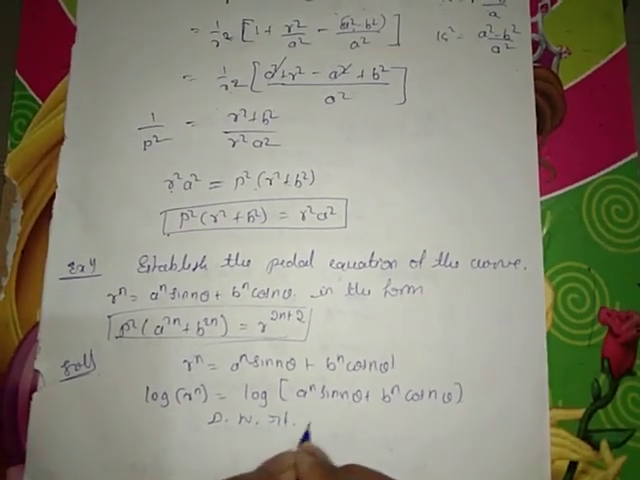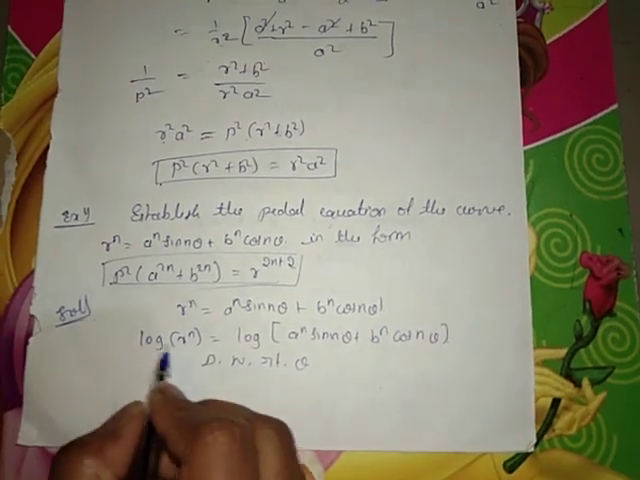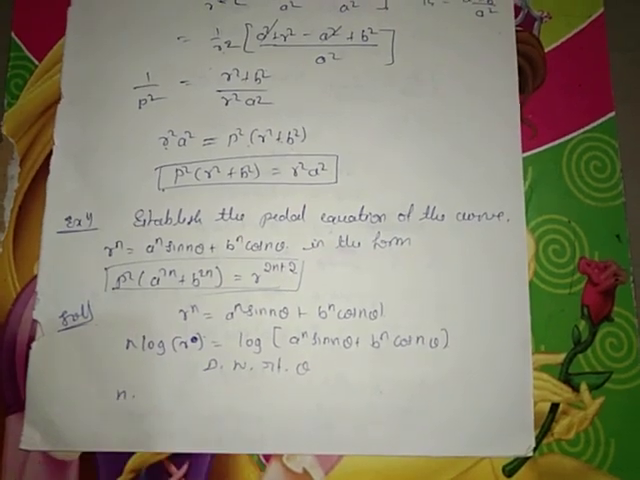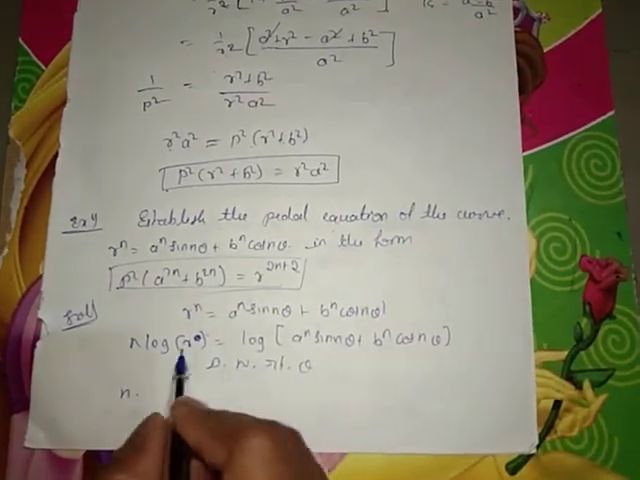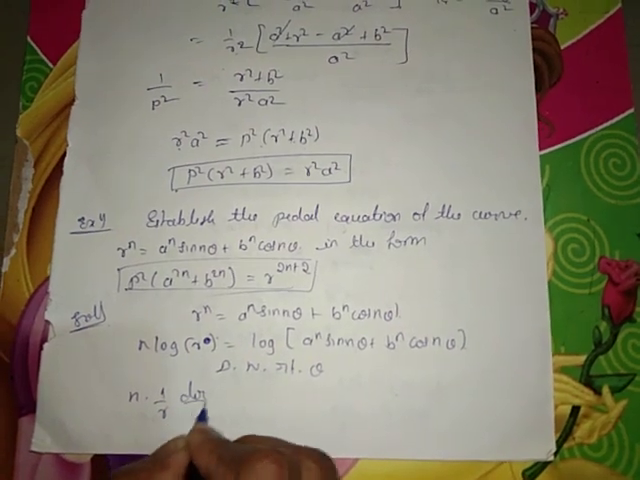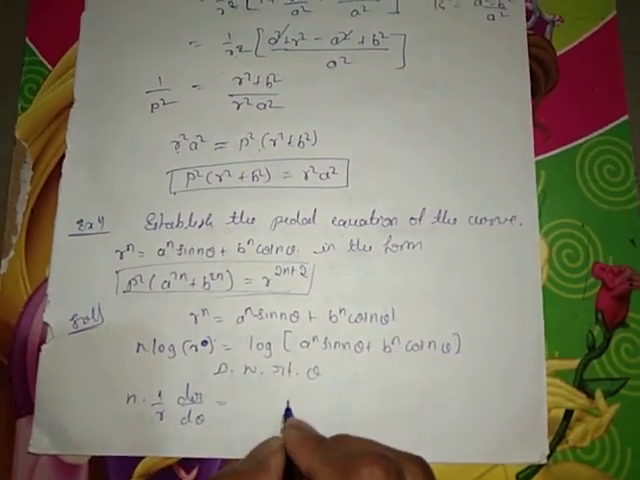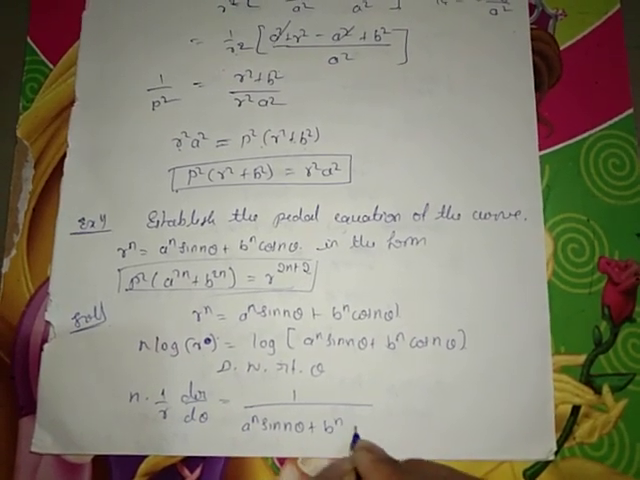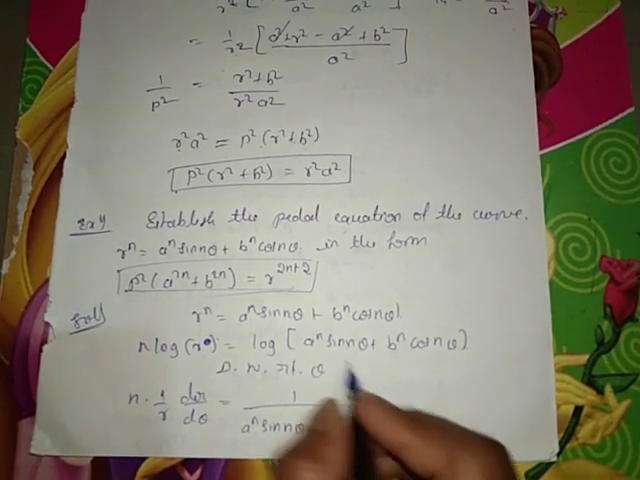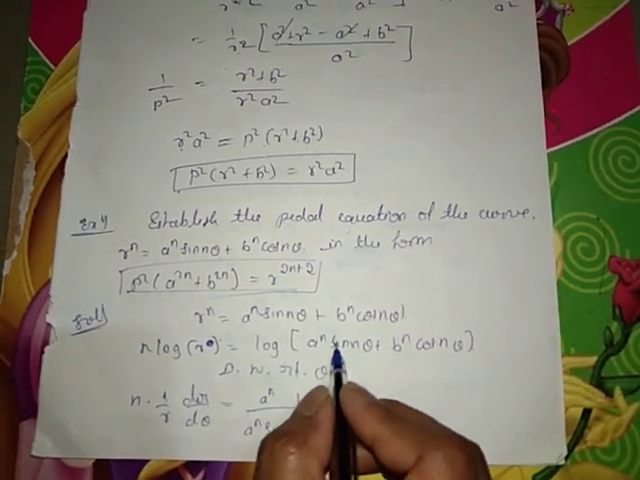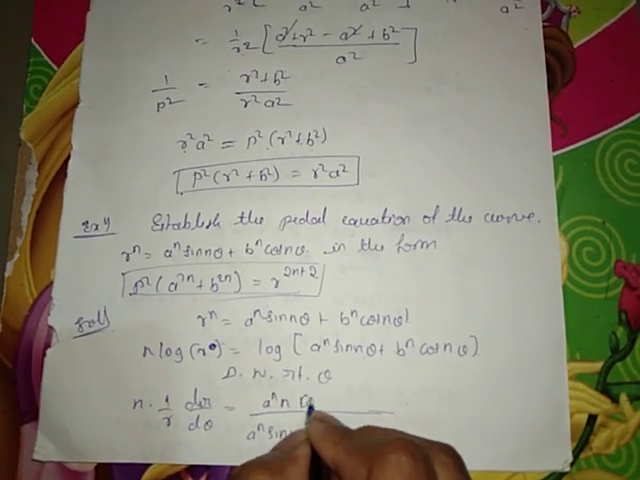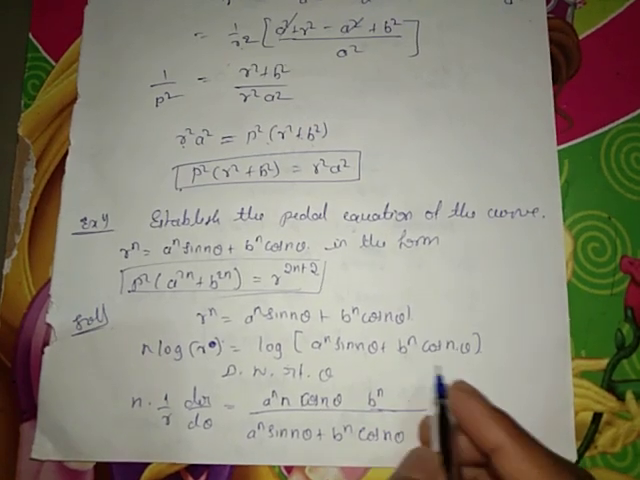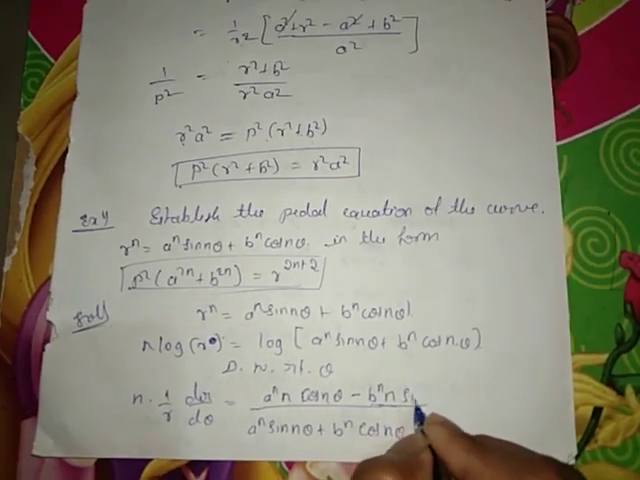Differentiating with respect to theta. So log of r raised to n is nothing but n log r. Keep n as it is. Derivative of log r is 1 by r dr by d theta. Derivative of log of the function is 1 by a raised to n sin n theta plus b raised to n cos n theta, into the derivative of a raised to n, which is as it is. Derivative of sin n theta is n into cos n theta. Keep the b raised to n as it is. Derivative of cos n theta is minus n into sin n theta.